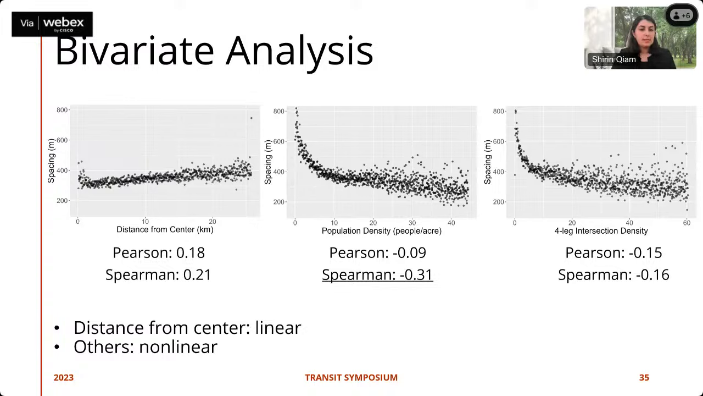The second figure is spacing versus population density, and the figure shows an inverse relationship. And the last one on the right is spacing versus intersection density, and it also shows an inverse relationship. The values below the figures indicate the Pearson and Spearman correlation values. For example, for population density, we can see that the Spearman value is much higher than Pearson, and it's saying that a nonlinear relationship can show a better fit here.